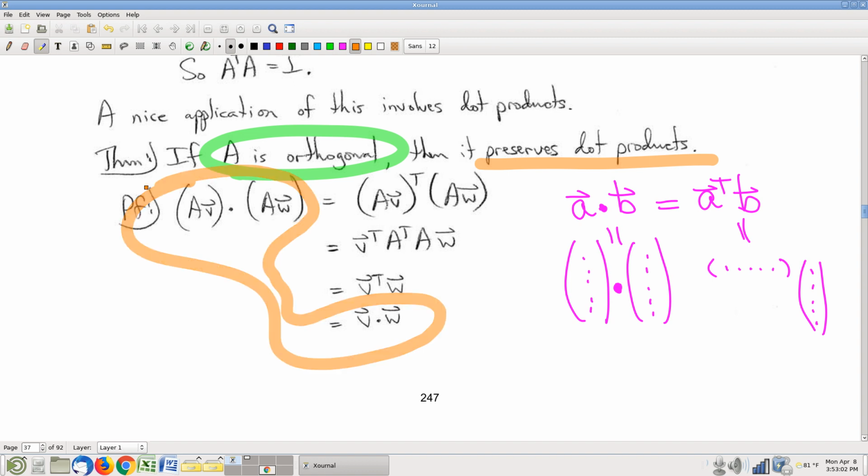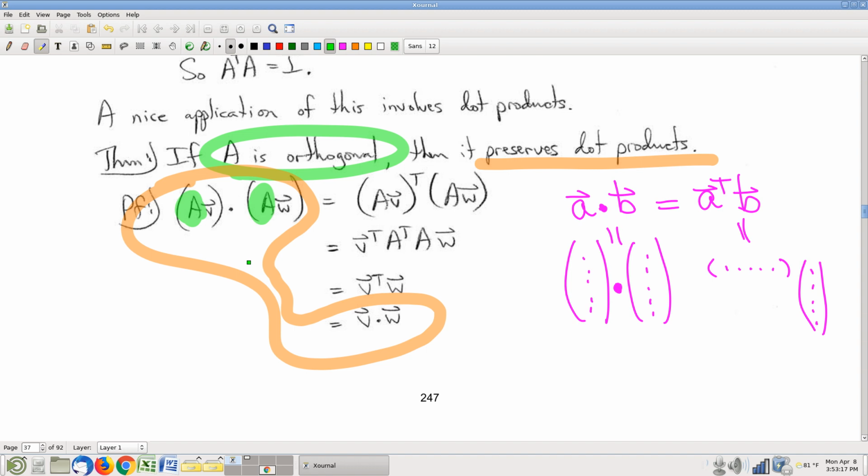This is what it means to preserve dot products. Here's that matrix A. By preserve dot products, what we mean is if you have a couple of vectors, and if you dot them, here you go, v dot w, right?